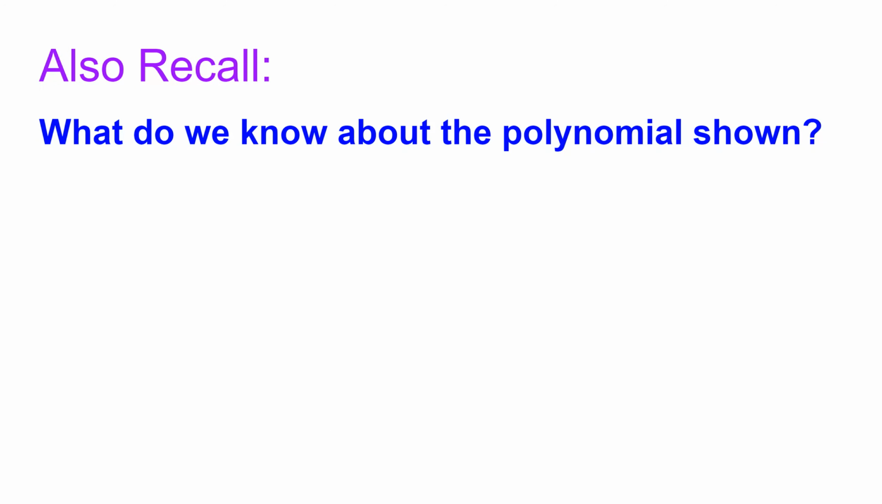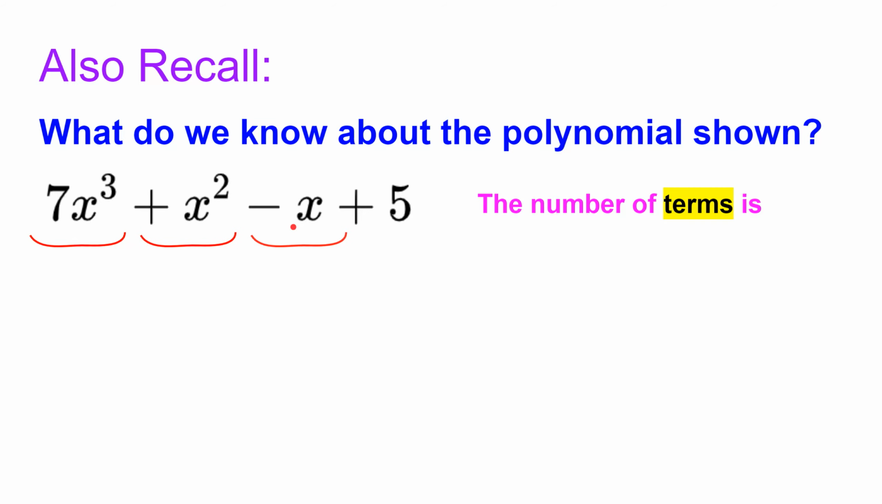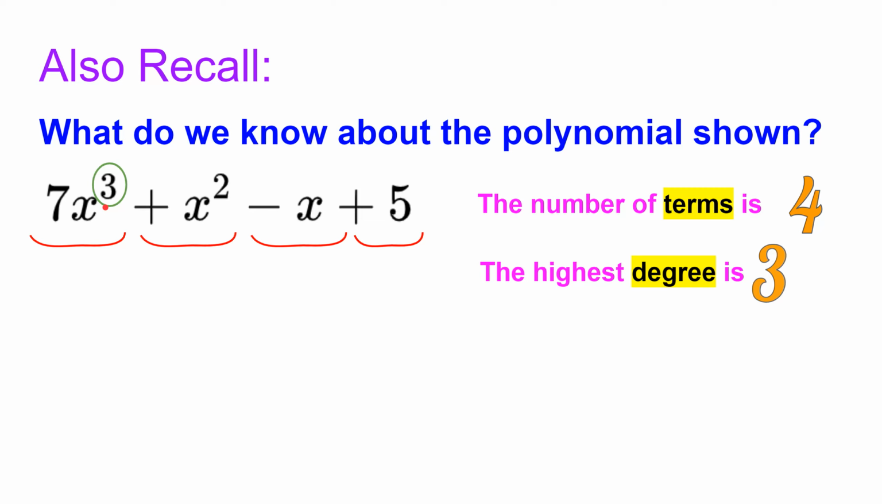Also, the review on polynomials, it's very important to understand the basic things we learned. In this case, these polynomials have terms, and we said terms are separated by adding and subtracting. So in this case, we have 1, 2, 3, and 4 terms. So the number of terms is 4. You'll notice that each one has a letter except this one, and the exponent of the letter, in this case 1, 2, and 3, and the highest degree is the highest exponent. So in this case it is 3, that number 3.